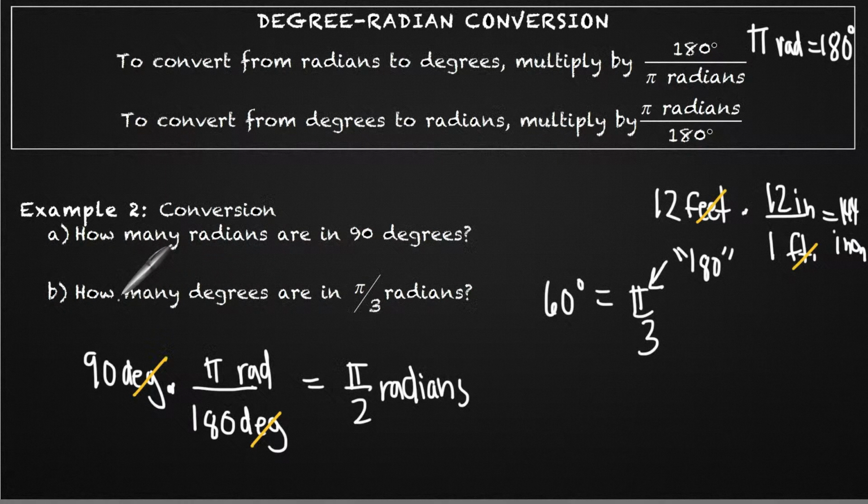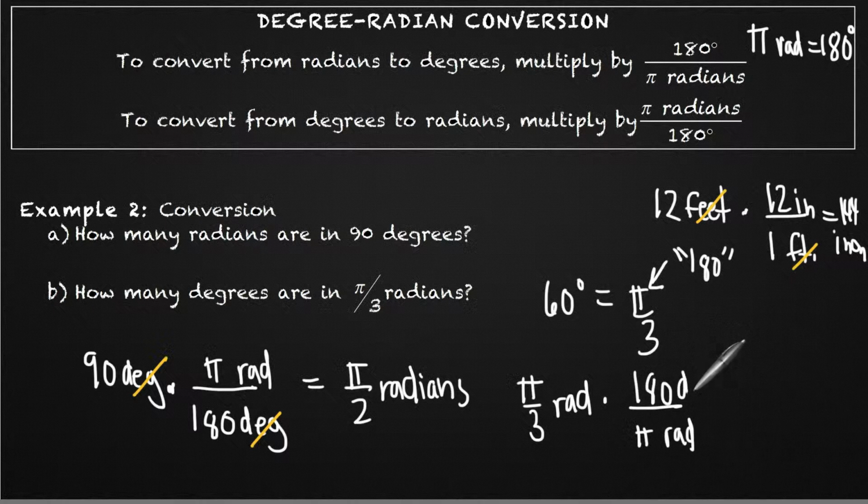So we actually did part B. How many degrees are in pi over 3 radians? Well, the long way would be to do it this way. Pi over 3 radians, this is the long way, times pi radians on the bottom and 180 degrees on the top. Then we cancel off the word radians, and we also cancel off the pi's. That leaves you with 180 divided by 3, which is 60. The units left over are degrees, 60 degrees.